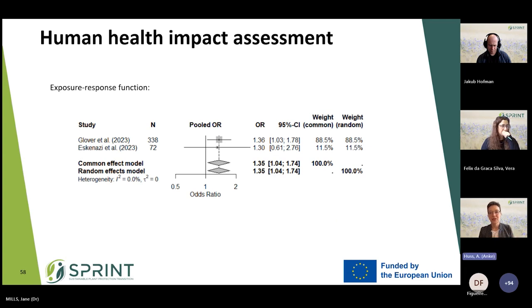We found 2 different studies that assessed the effect of urinary levels of glyphosate on metabolic syndrome. We meta-analyzed these data, and the overview is shown here. We also provide as a tool in the toolbox the R code on how to actually do these kinds of calculation steps. Next slide, please.